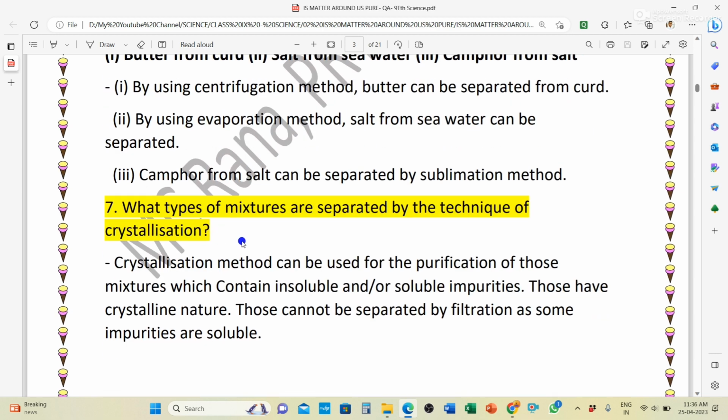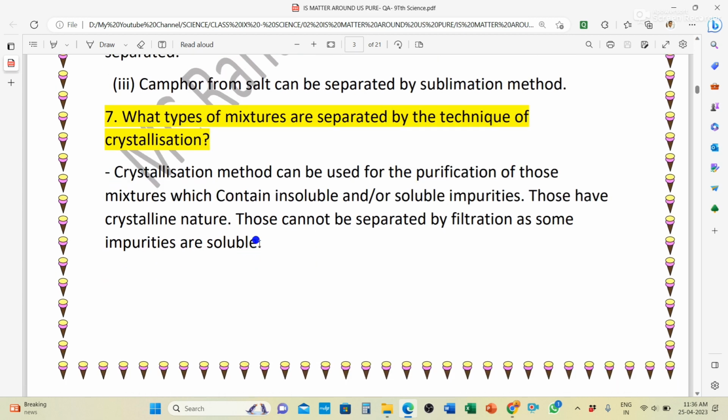What types of mixtures are separated by the technique of crystallization? The crystallization method can be used for the purification of those mixtures which contain insoluble and or soluble impurities. Those have crystalline nature. Those cannot be separated by filtration as some impurities are soluble. So here only we have to follow the method of crystallization because here you will get the solute in the form of crystals. So that method is called the crystallization method.